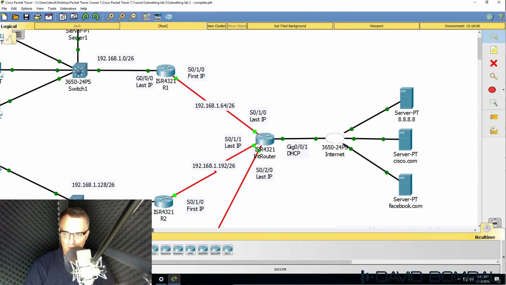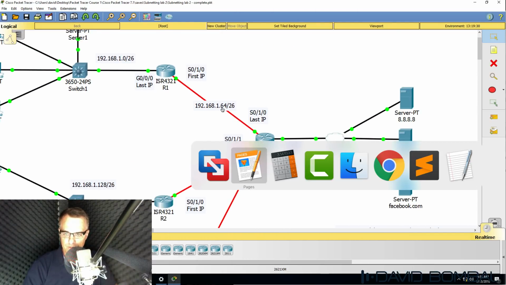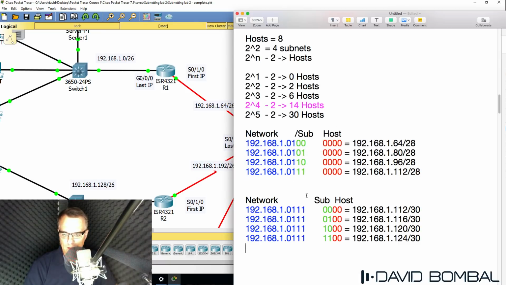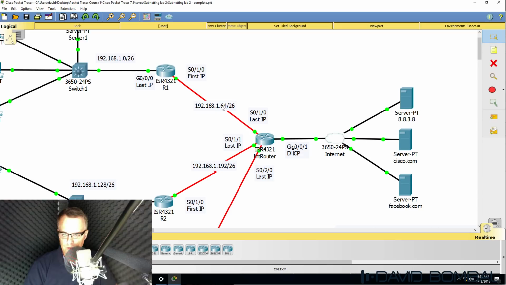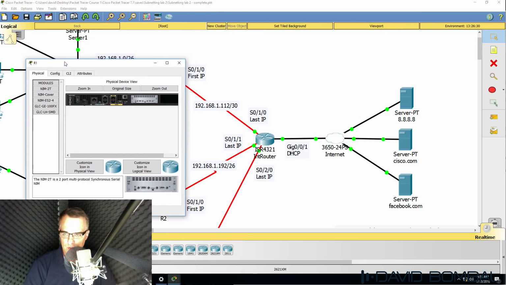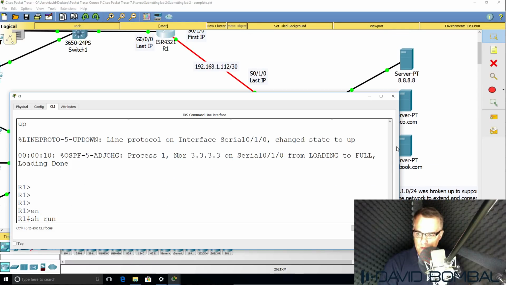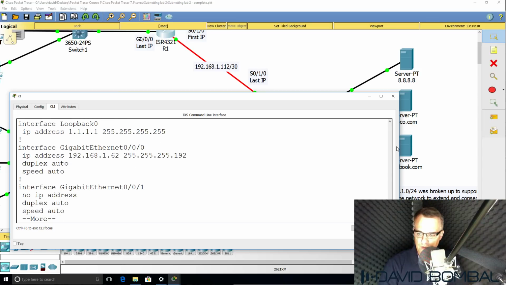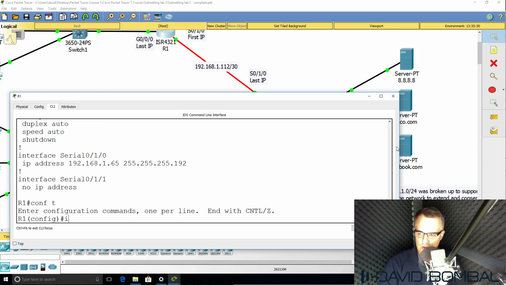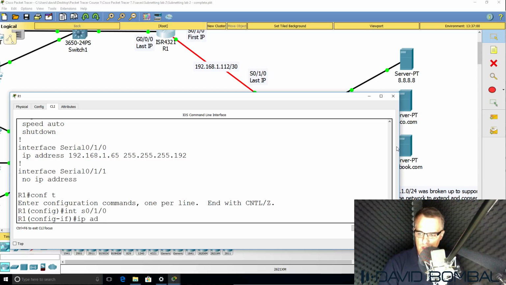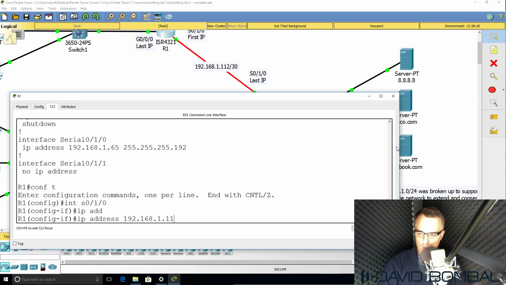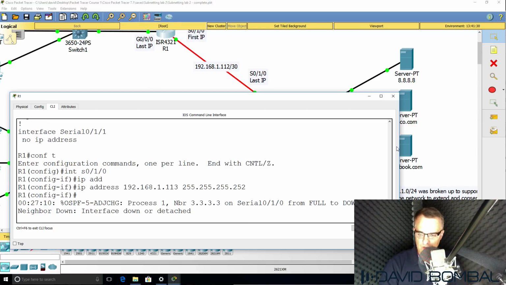So what I'll do is I'll firstly configure the WAN links because they've changed now. This WAN link needs to be 112/30. So this router needs to be configured with the first IP address in that subnet. So show run, and the serial interface needs to be changed. So interface serial 0/1/0, IP address is 192.168.1.113, first IP address in that subnet. It's a slash 30 mask.